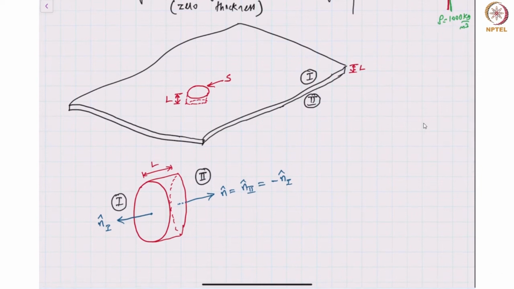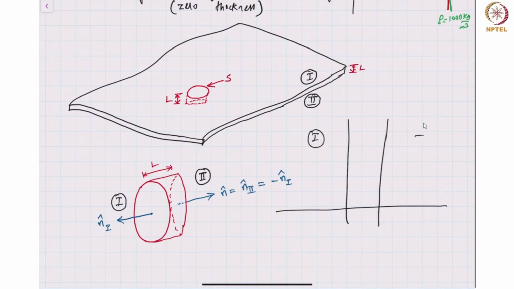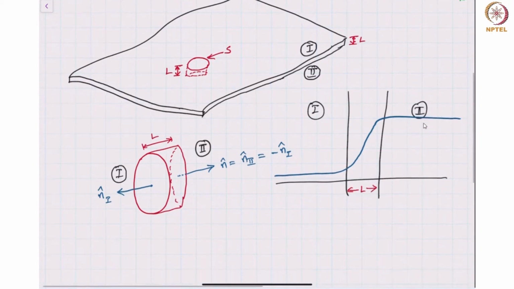So the system that I have now is an interface between two fluids. This is region 1 and this is fluid 2. And any property, let's say it could be the density, will vary smoothly from region 1 to region 2 over a distance of L. Okay, this could be any property, density as an example.